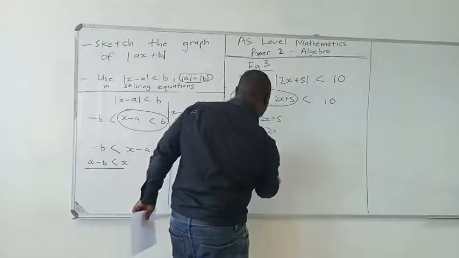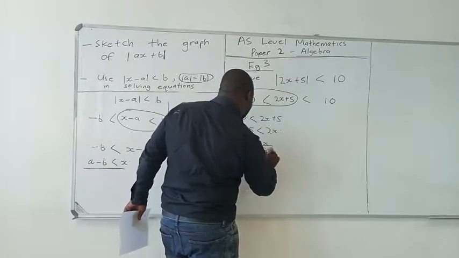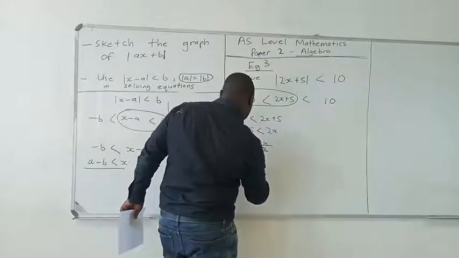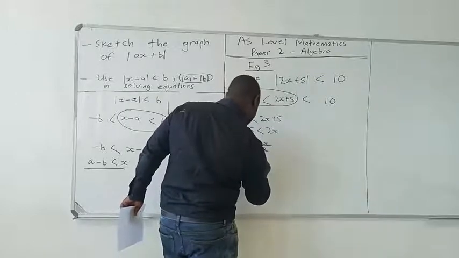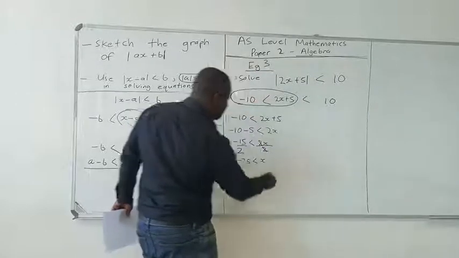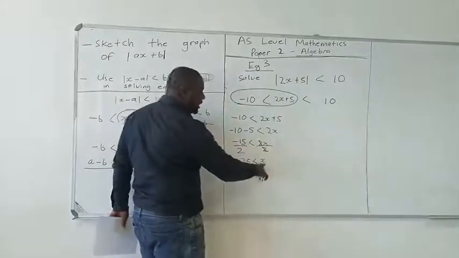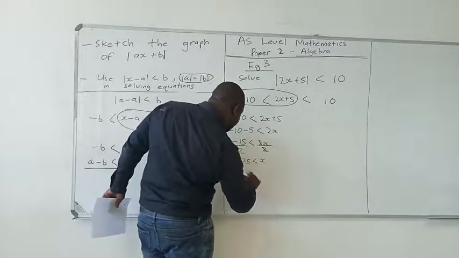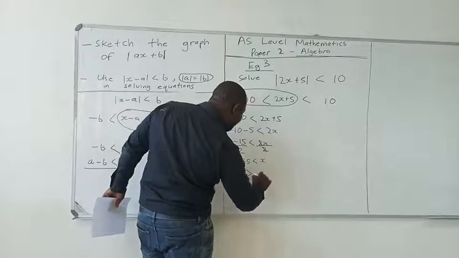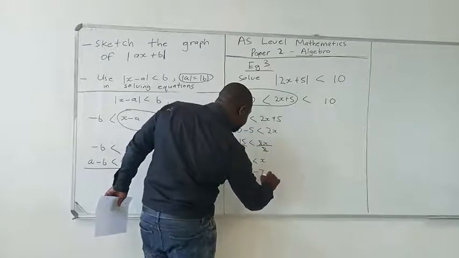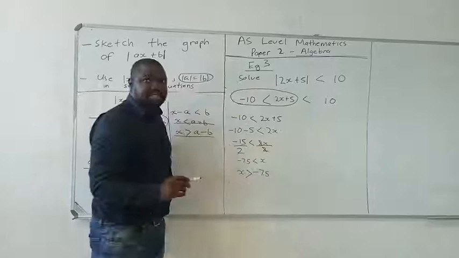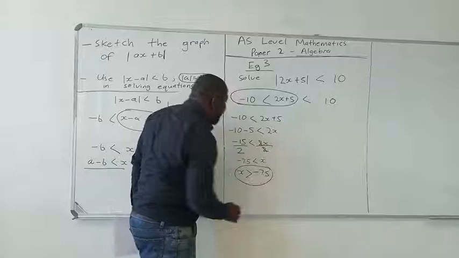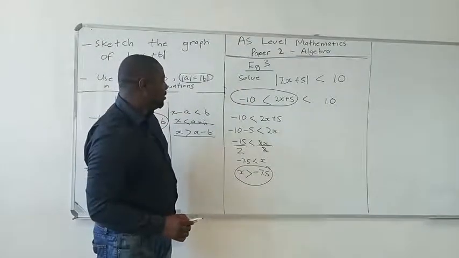We divide both sides by 2, and it becomes negative 7.5 is less than x. But always our answers must be expressed with x as the subject. So it means x is greater than negative 7.5. This is the first answer. X is greater than negative 7.5.